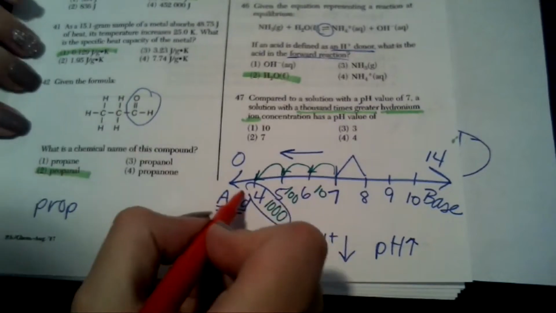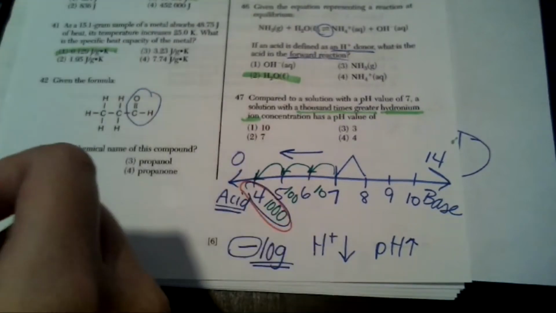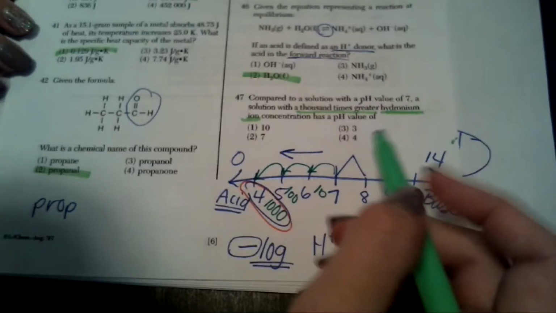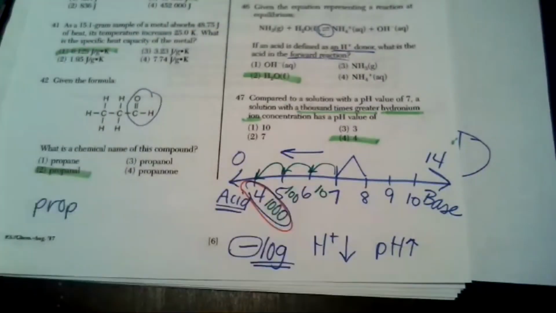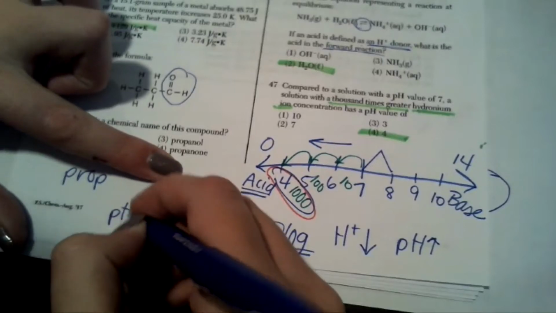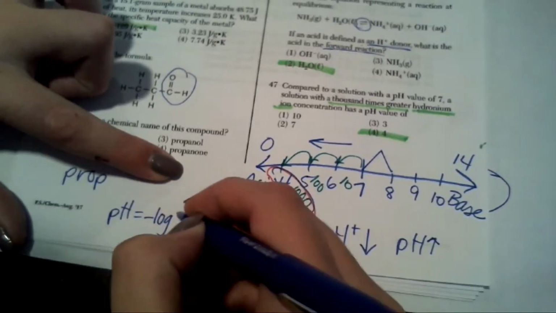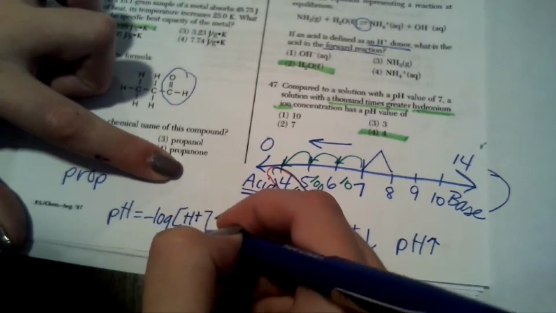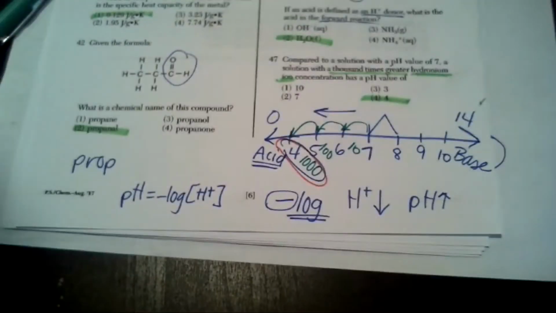Let me circle it in a different color. If you really wanted to do this in the calculator, you totally could. That equation would be pH equals negative log of the H plus ion concentration. Okay.